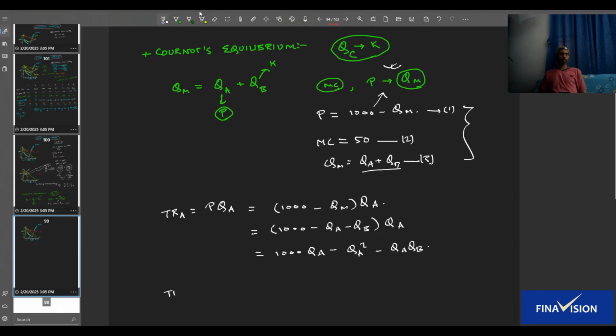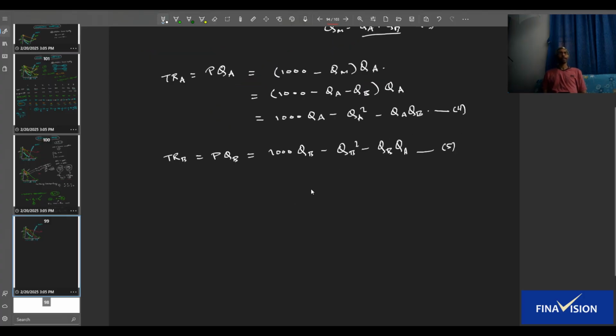Similarly, total revenue of B is equal to P into QB. This is equal to 1000 QB minus QB square minus QB QA. Right, friends? So this is equation 4 and this is equation 5. For profit maximization, the condition is marginal cost should be equal to marginal revenue. So for profit maximization of A, marginal cost of A should be equal to marginal revenue of A.